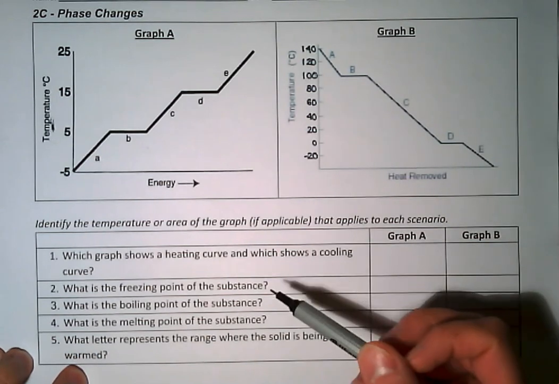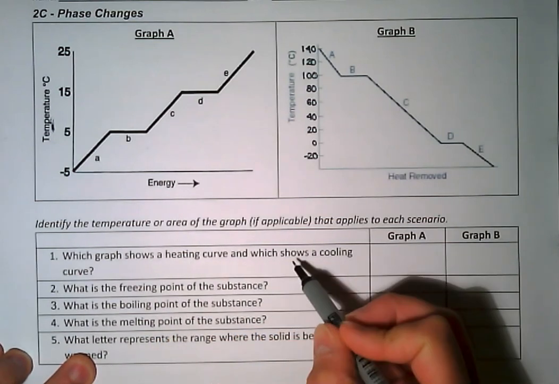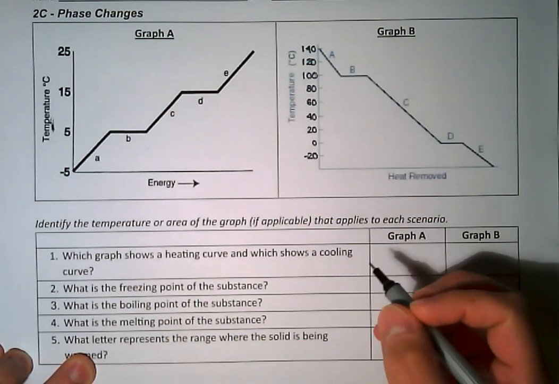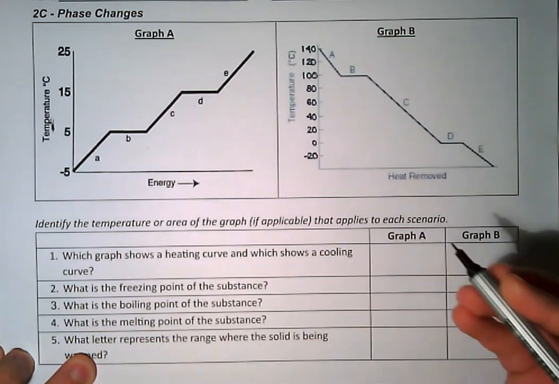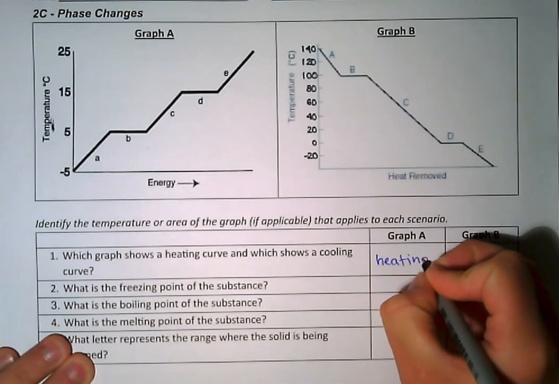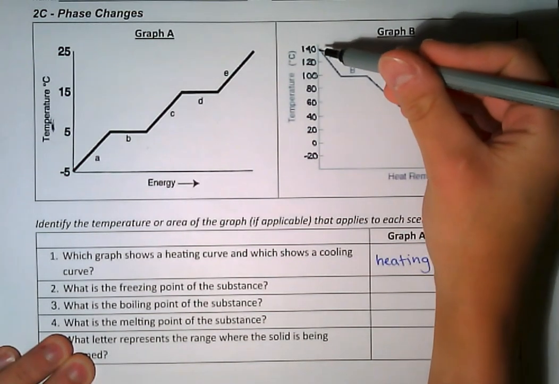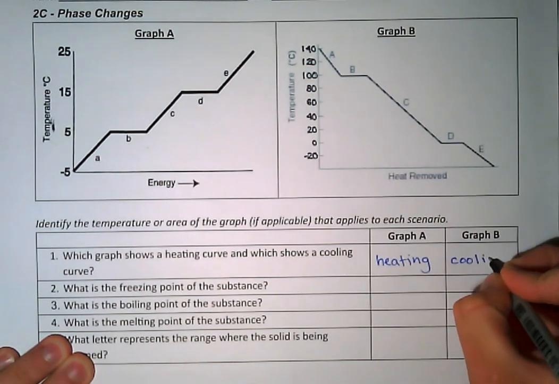That brings us right into the first question, which is which graph shows a heating curve and which shows a cooling curve? Of course, heating up would be on graph A. So graph A is the heating curve. I'm going to put heating here. And graph B, we have something where the temperature is decreasing. So this is our cooling curve.